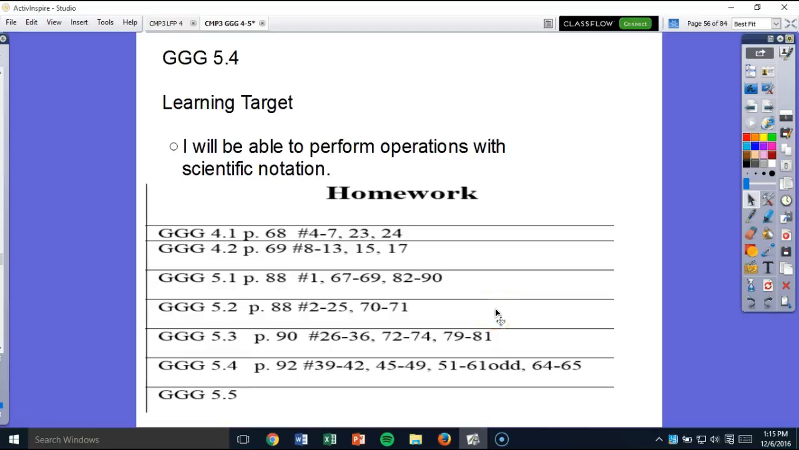Hello everyone and welcome to Growing 5.4. Today's learning target: I will be able to perform operations with scientific notation.